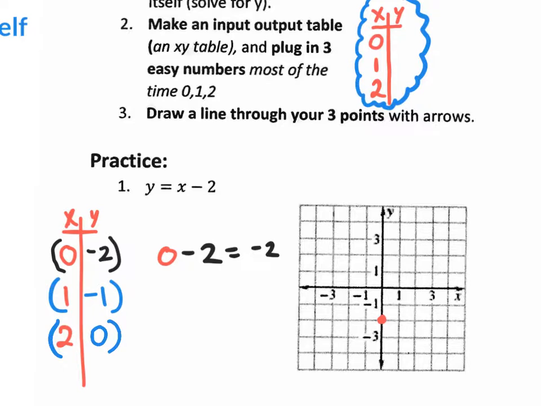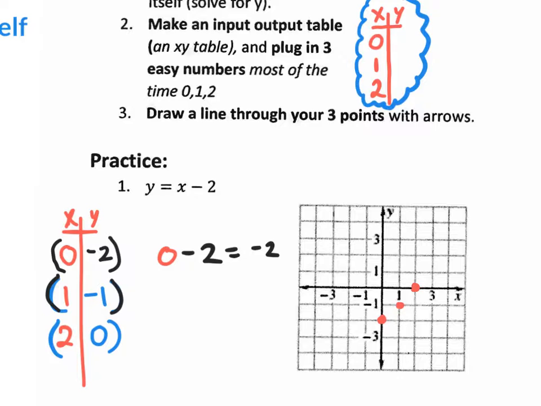Now let's plot those other points. The coordinate 1, negative 1, 1 on the x, negative 1 on the y is right there. Let's put a dot there. And then let's go to the last coordinate, 2, 0. 2 on the x, 0 on the y. So you stay right there. And 2, 0 is right on the x-axis.